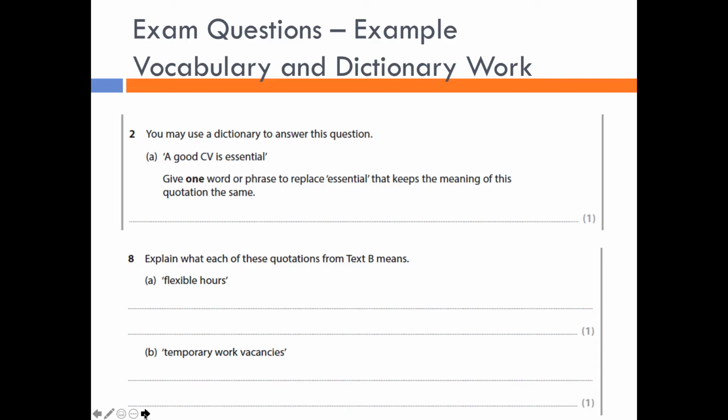Essential means something really important, something you can't do without. So what you could say is, a good CV is important, critical, crucial, all those types of things. Okay, so that's how it works in the exam. And the other two are slightly different: how to explain what the quotation means, kind of put the meaning into your own words.